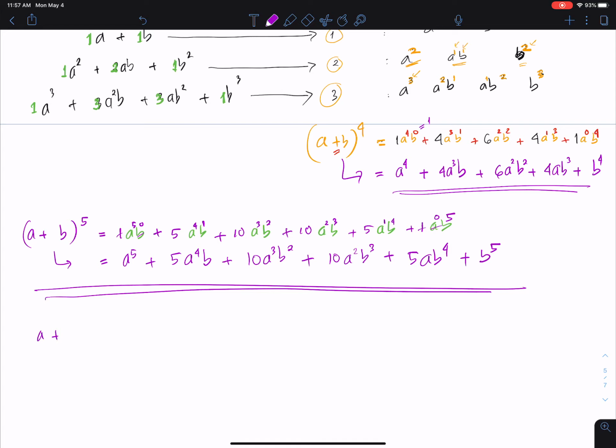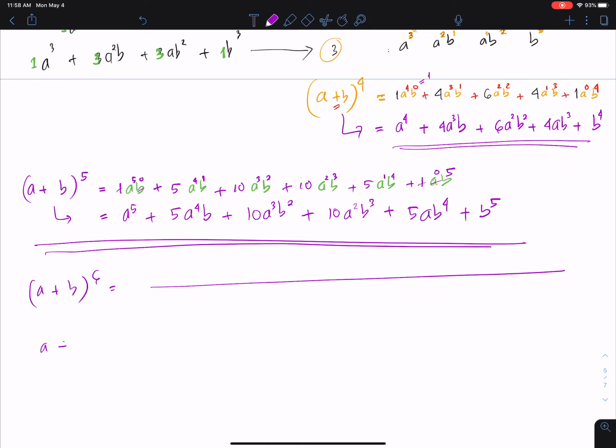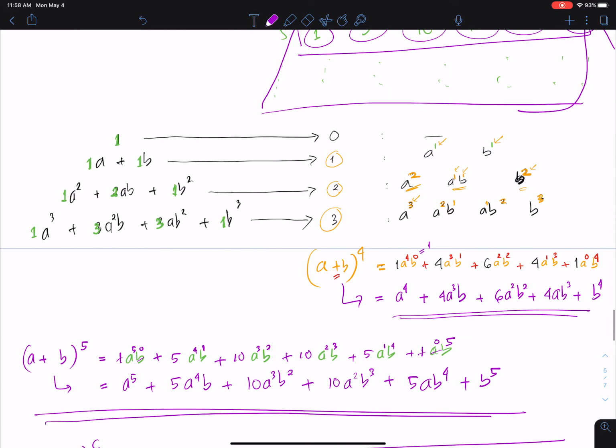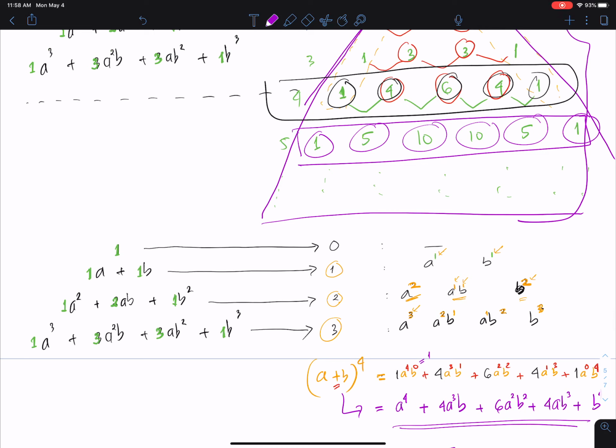Okay, so definitely you can work on (a + b) to the power of 6 now. You can just try by yourself. But then of course we need to know (a + b) to the power of n. What if n here is 100? What will be the coefficients first? Remember, this is for 5.